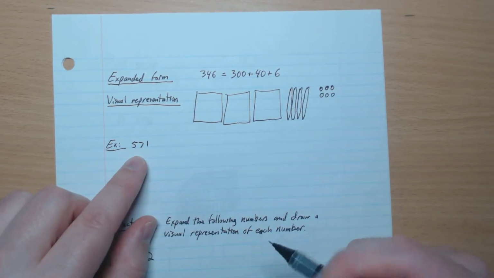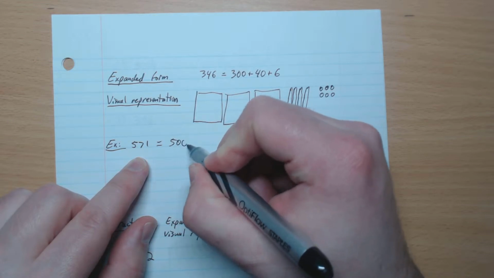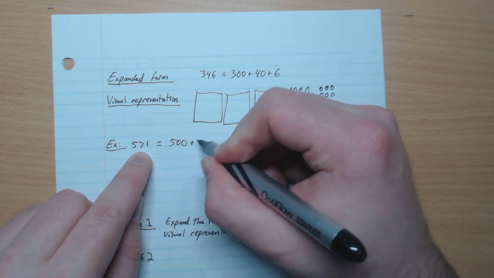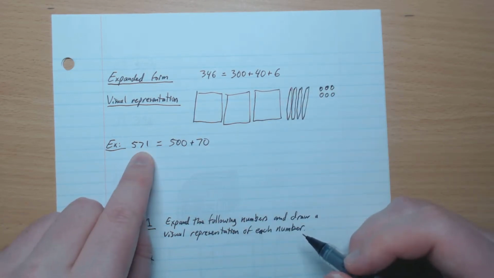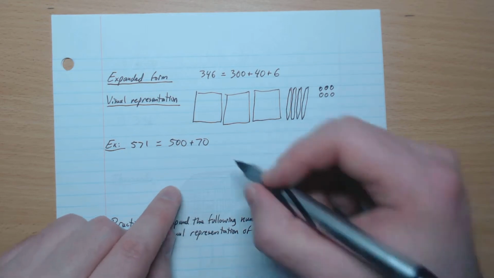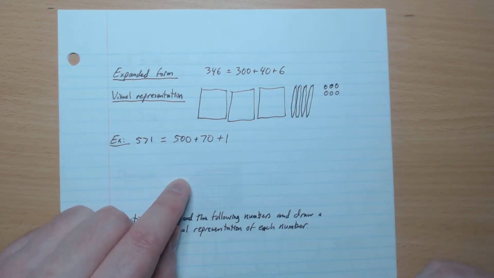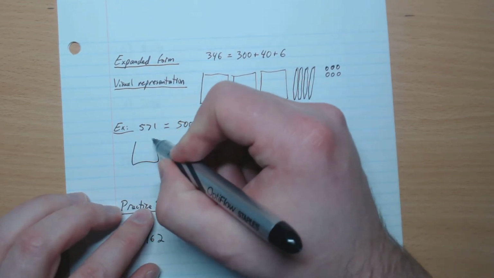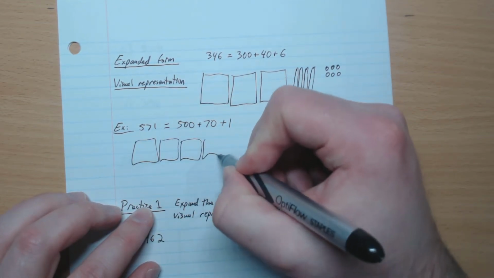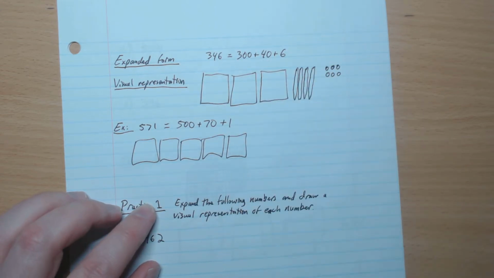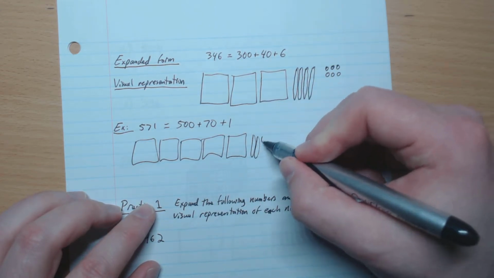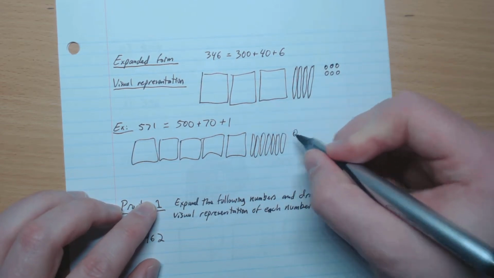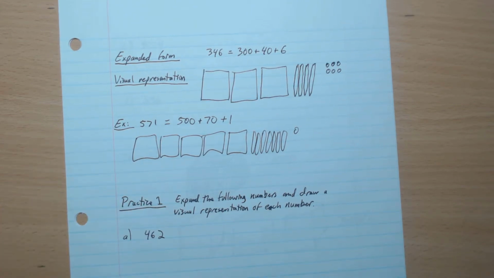So I'll do the next example here, 571. So this is 500. First digit here is for the hundreds, plus 70. The 7 digit is used for the tens, plus 1, like that. So that's our expanded form of 571. And the visual representation would be 1, 2, 3, 4, 5 100s, 1, 2, 3, 4, 5, 6, 7 tens, and 1 one.